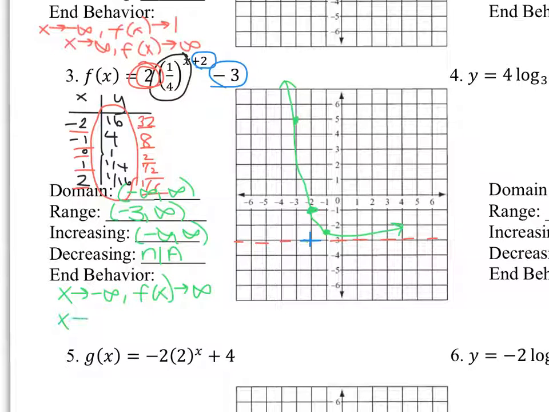As x is going to positive infinity, y is going where? So when x is going to positive infinity, y is going closer and closer and closer to this asymptote, which is -3.